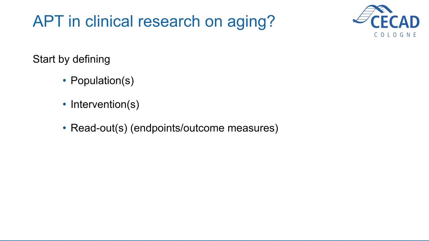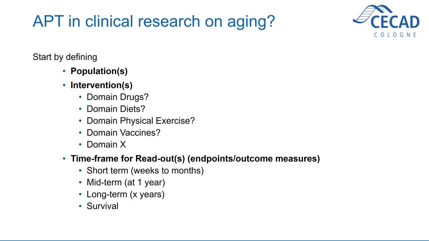Now, is there a place for any adaptive platform trial in clinical research on aging, us being here in the context of CECAD? So if you consider APT methodology for any of your projects, just start by defining your population or populations, the interventions, and the readouts of that clinical research. So basically the endpoints, outcome measures, those are the starting points. And then you will see, hey, is this maybe an option, APT?